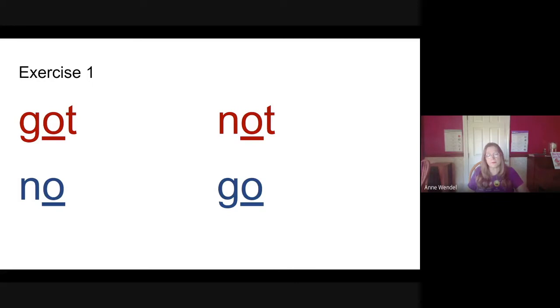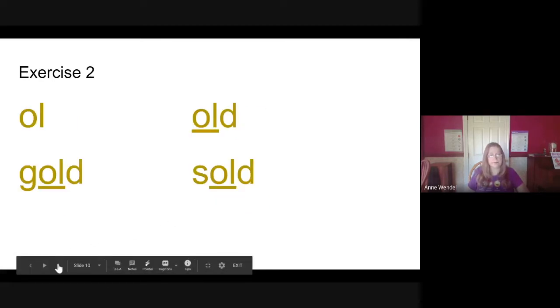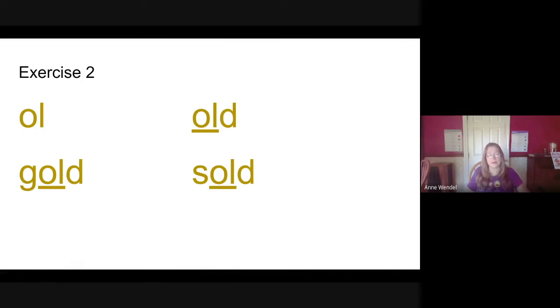went along with them. I actually didn't learn rules 1 and 2 until after I became a teacher. But now that you know them, you can use them to figure out many words that you don't already know. Okay. Now we're going to look at exercise 2.